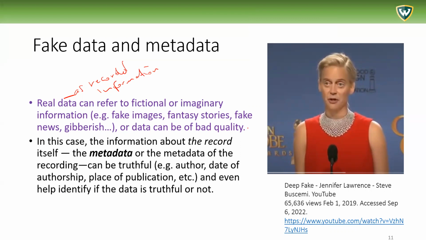So it's not really fake, but it's almost so bad that it's unreliable. In this case, the information about the record itself, the metadata of the recording, can be truthful. For example, we can have a deep fake image, but we have metadata that's truthful, and that can even help us identify if the data is truthful or not. It says right here that the video I found on YouTube on September 6, 2022 of Jennifer Lawrence and Steve Buscemi is a deep fake. It says right on it. Of course, not always is it going to say right on it, but here it does. This information of the title and where I found it is truthful. So the metadata here is truthful, but the image itself is not.